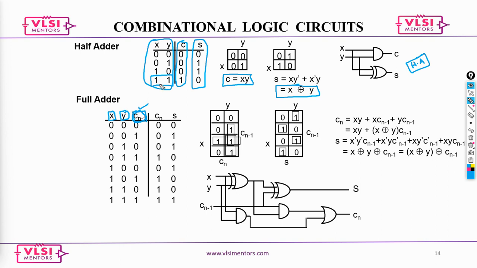Now, putting all these things together, what is your sum and what is your carry? It is simple. When you have an odd number of ones, the sum is 1, and here also it is 1, and here the inputs are all 1, so it is 1. Ideally you should use the same Karnaugh map method that we discussed just now, and then you can solve this.